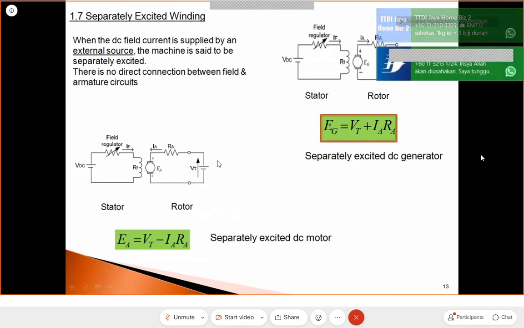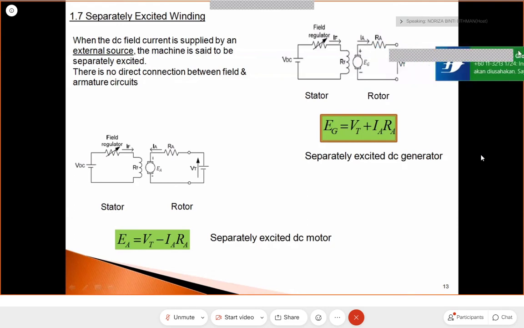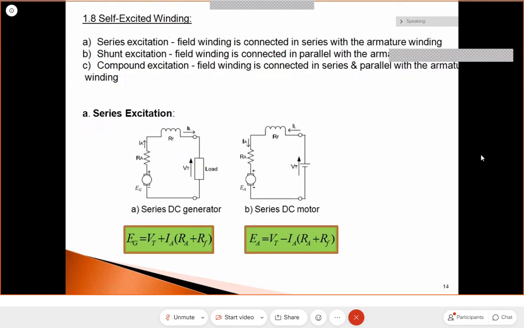Untuk motor dia akan ada supply voltage VT. Yang untuk generator, induce dia tu akan generate the voltage. Okay, akan generate the voltage. Okay, now kita tengok self-excited winding.